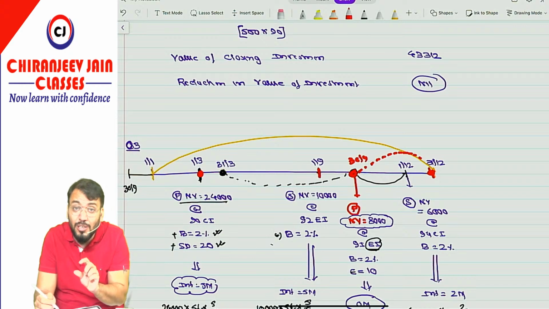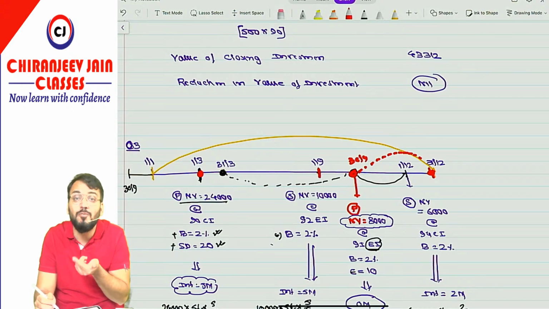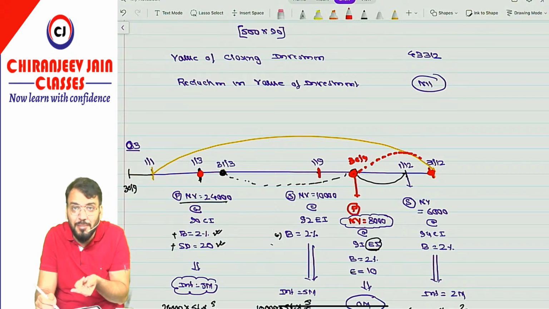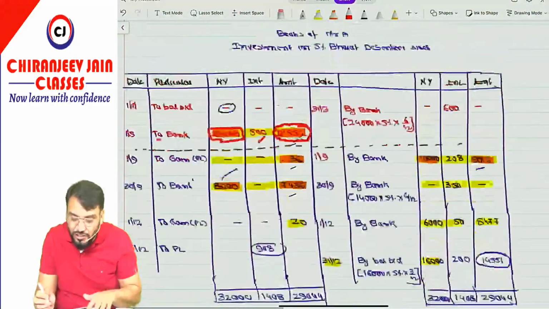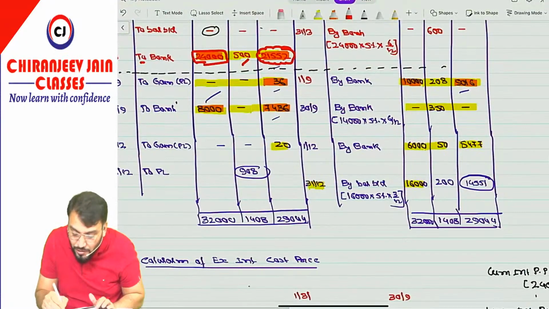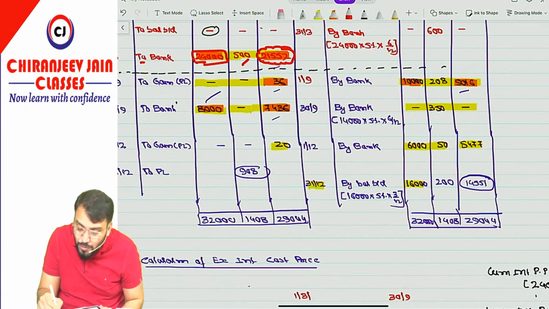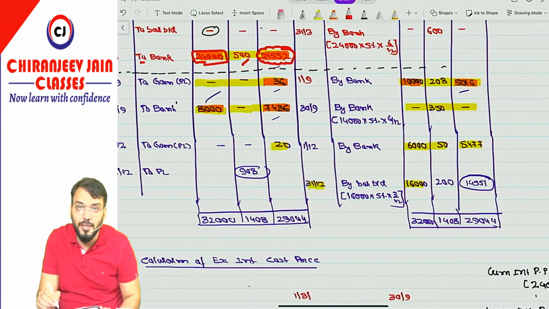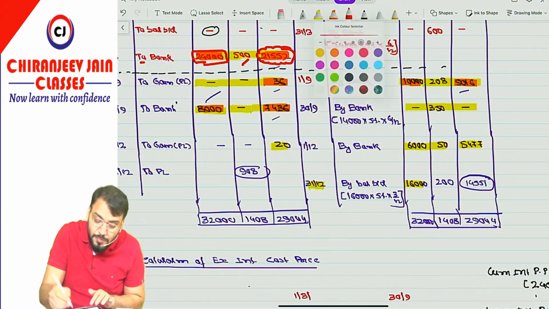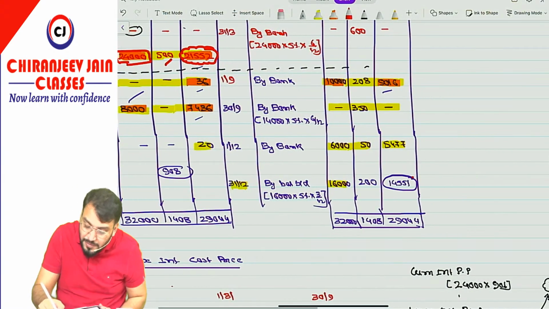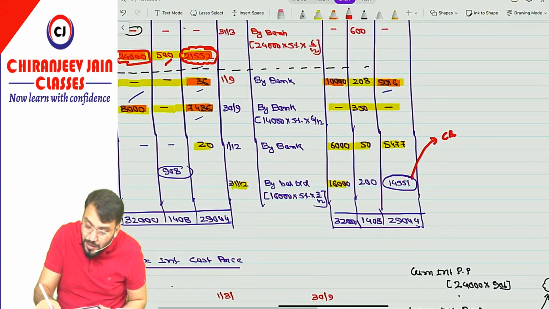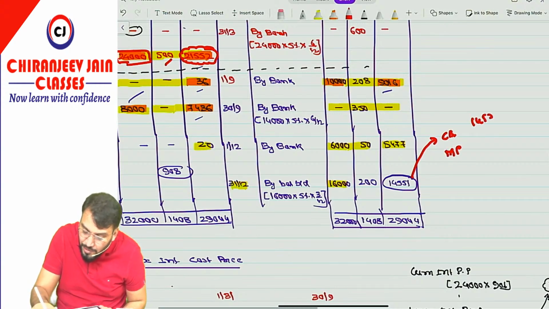So can you see, we need to recognize interest income for 3 months and accrued interest for 3 months. Correct. So 3 months on 16,000 will be calculated: 16,000 into 5% into 3 by 12, 200 interest will come. Now we need to find out the closing balance of this. So we'll find out the carrying amount first. Find out the carrying amount. Compare with the market price. So carrying amount will come 14,551 only.